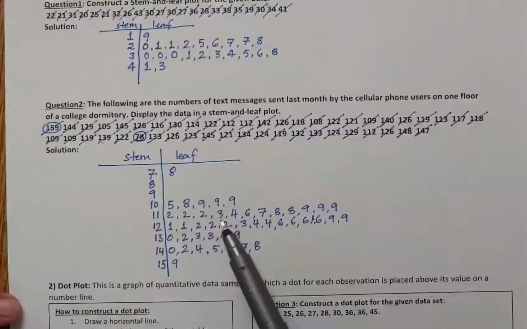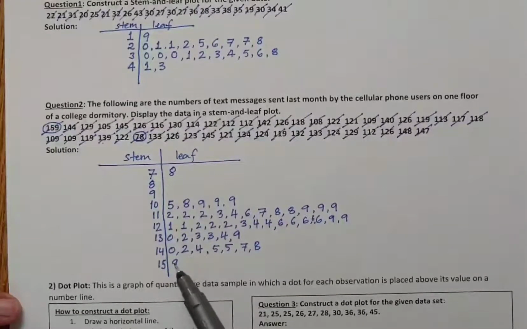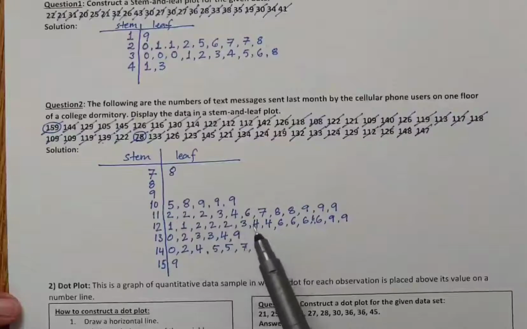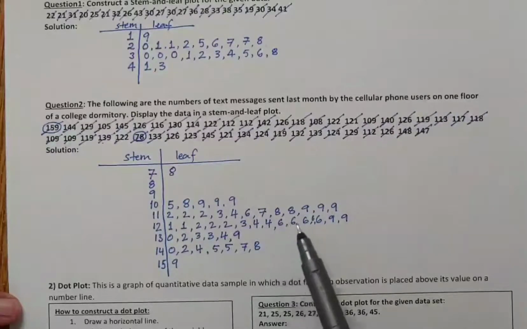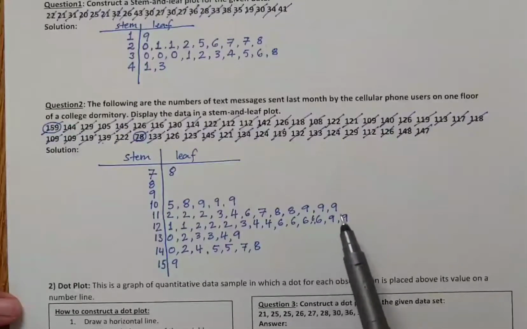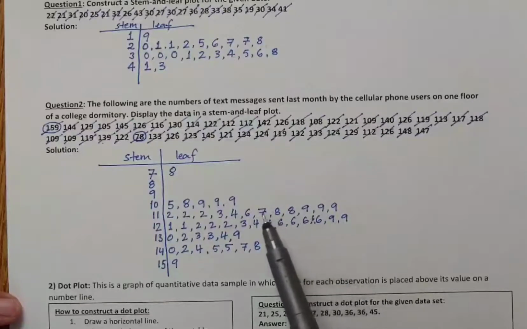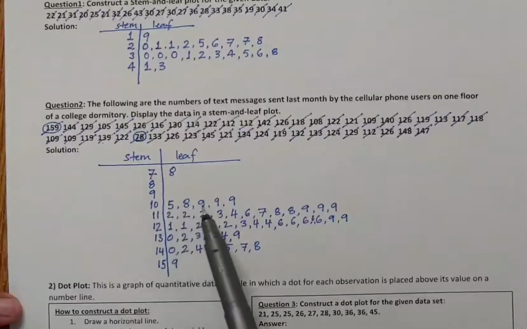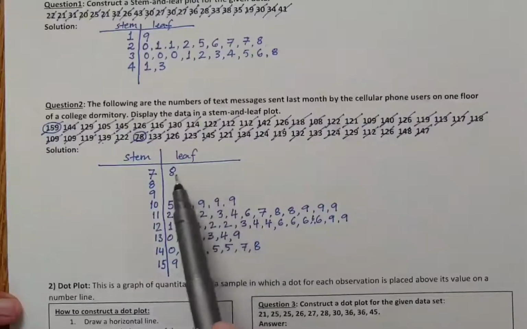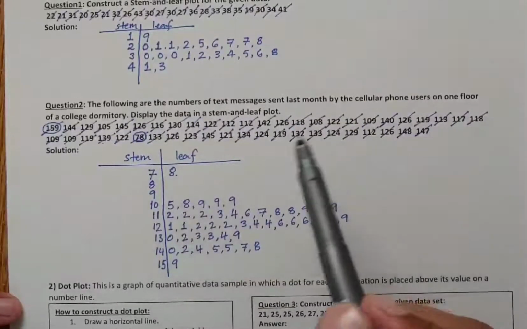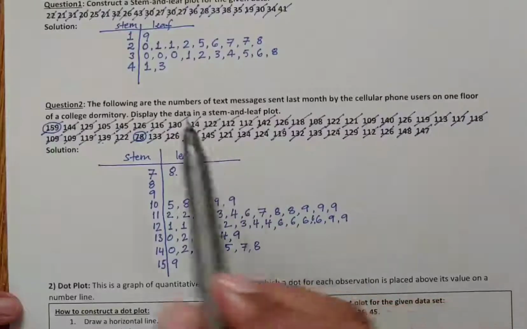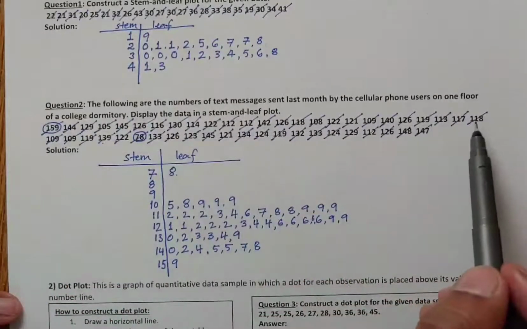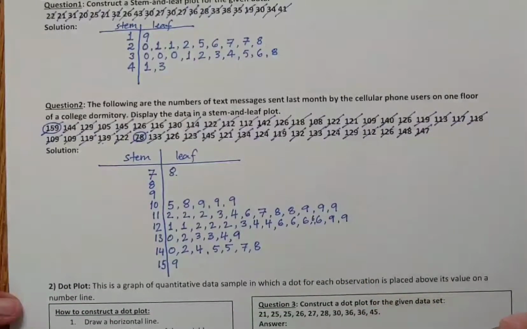So I have 1, 2, 3, 4, 5, 6, 7, 8, 9, 10, 11, 12, 13, 14, 15, 16, 17, 18, 19, 20, 21, 22, 23, 24, 25, 26, 27, 28, 29, 30, 31, 32, 33, 34, 35, 36, 37, 38, 39, 40, 41, 42, 43, 44, 45, 46, 47. And there are 47 numbers. And if you count these numbers, you must have 47 numbers.